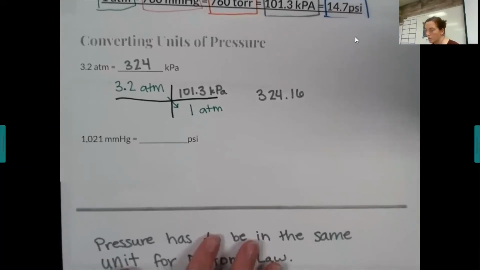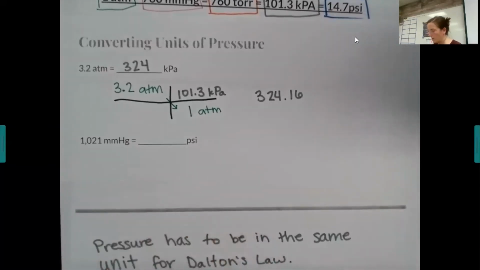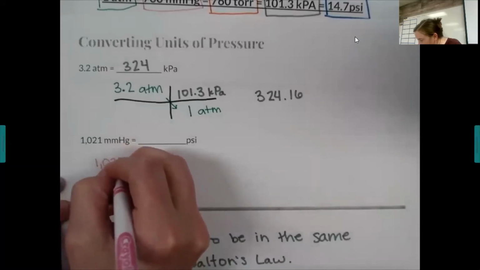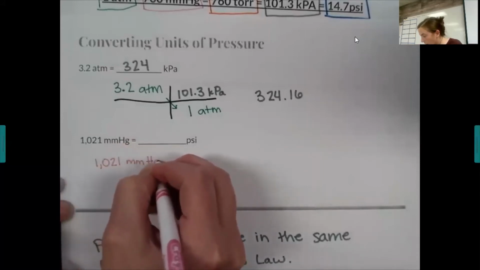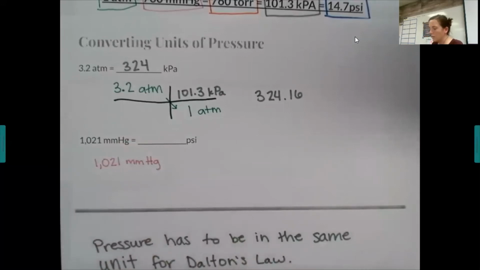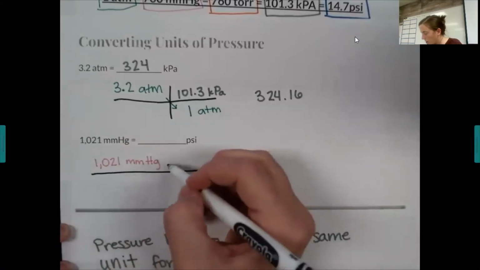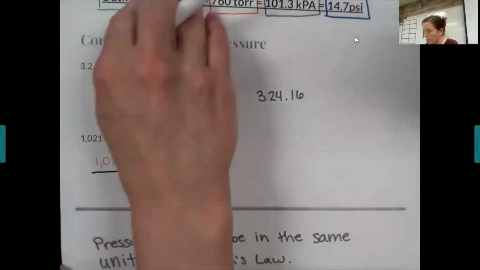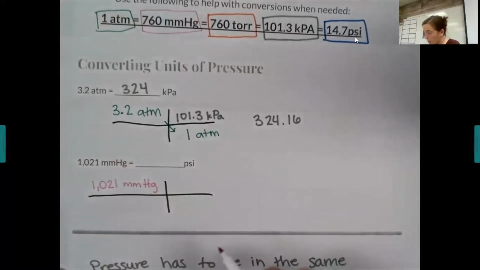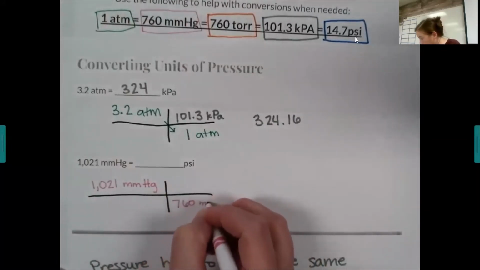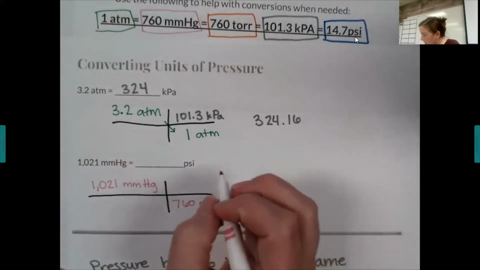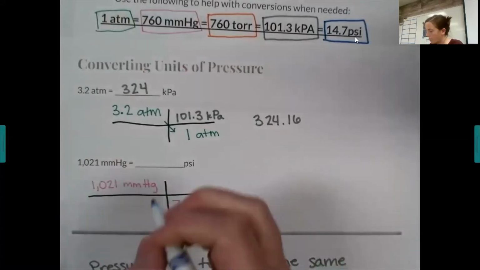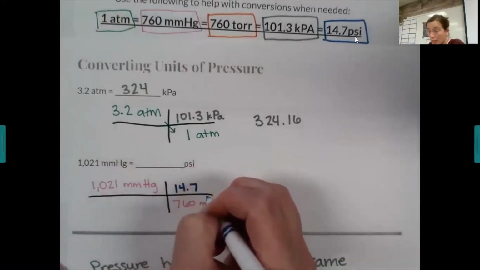Let's try it for the second one. If we have 1,021 millimeters of mercury, we start with the number that we're given and draw one train track. What number goes with millimeters of mercury up here? 760. So we're going to write 760 millimeters of mercury down here. And then it's asking us for PSI. So go ahead and look. What number goes with PSI? Hopefully you said 14.7.